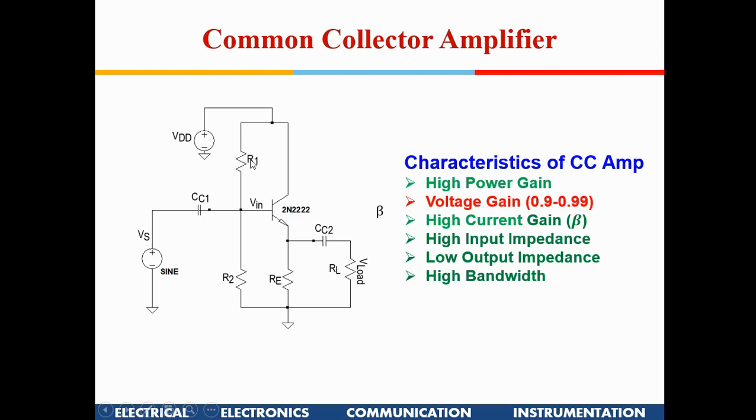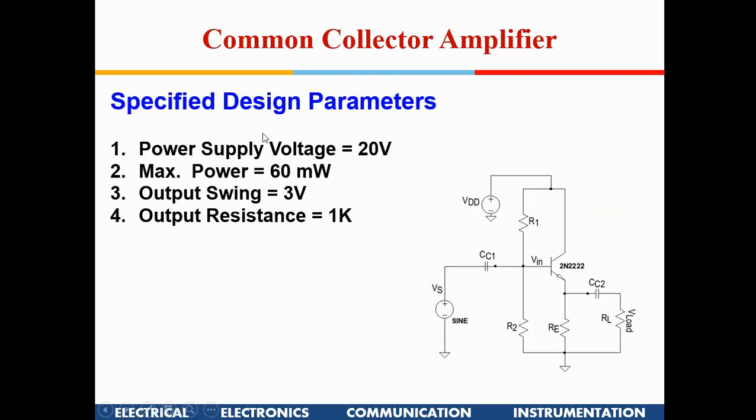We'll try and do some hand calculations and obtain the values of R1, R2 and RE, right? So these are the design parameters which a user will generally specify. Power supply is 20 volt, and for a CC amplifier, nobody would specify gain and things like that. Overall they might specify a gain which you will achieve through a CE amplifier, but this is the final buffer. It is going to drive the load. So what is important here is output swing and output resistance.